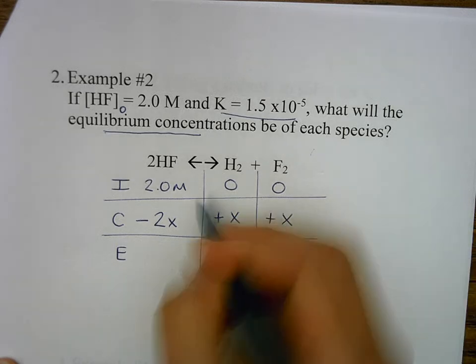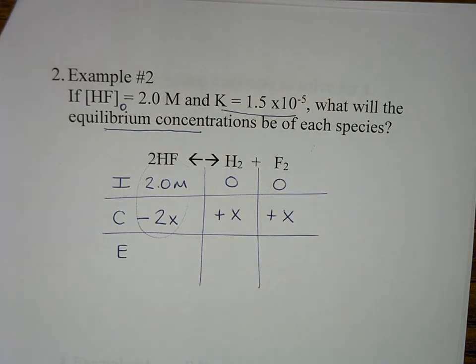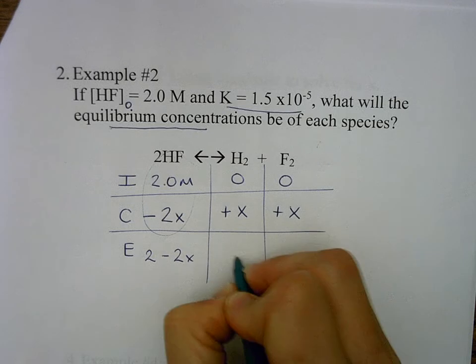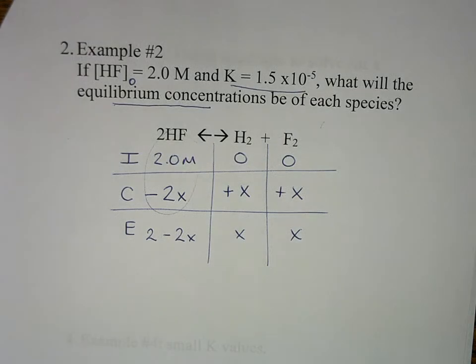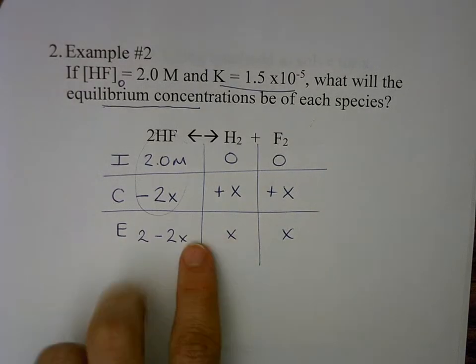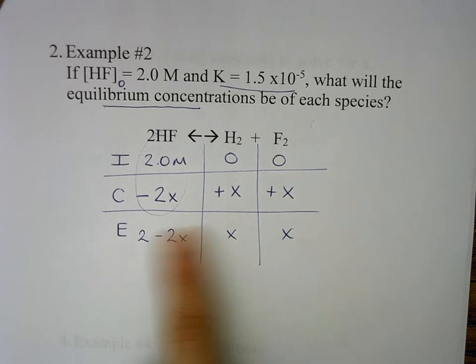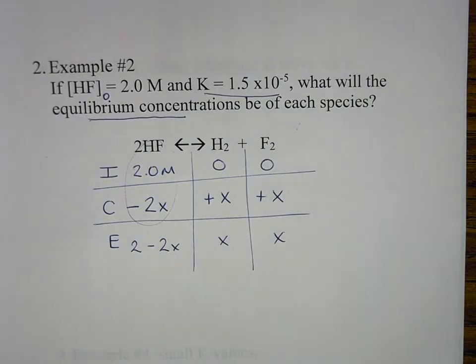So in your E row, you go down the column and combine those together. You should have 2 minus 2x, and you should have x here and x here. Now, the tricky thing about this problem is that it doesn't give you any of these concentrations, so you can't easily solve for x. But they do give you K, and we're going to use that to solve for x.